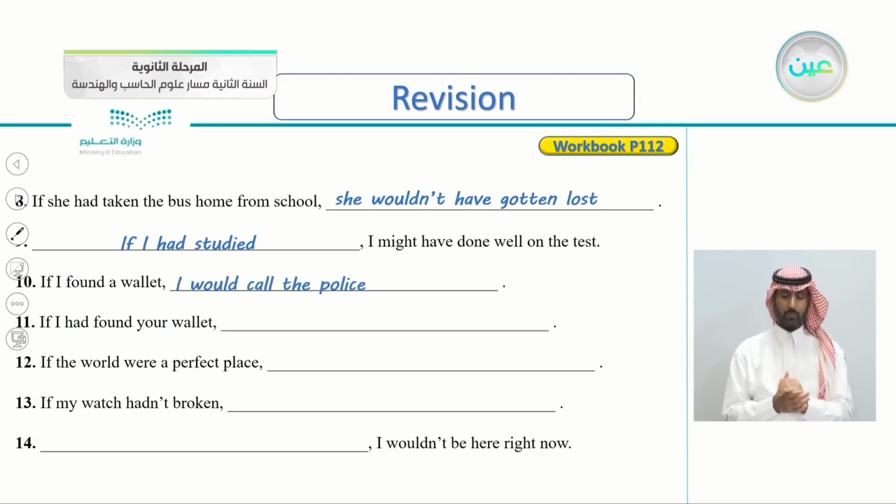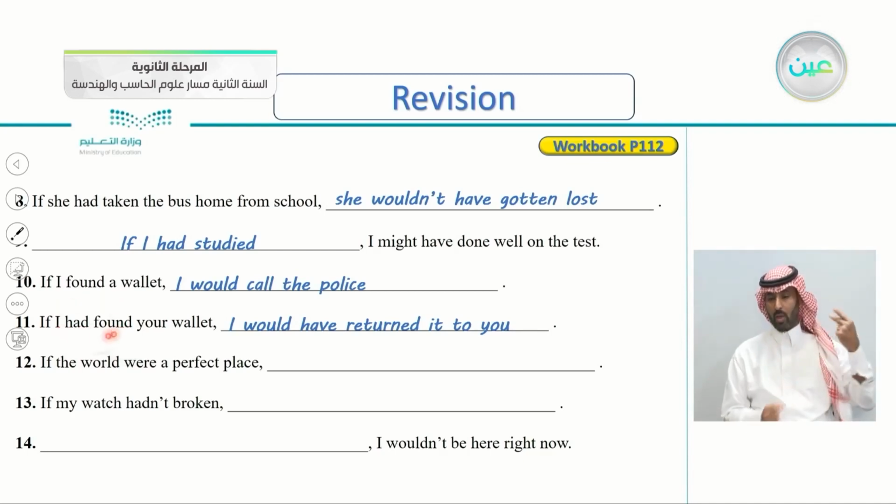If I had found your wallet, so this is a past hypothetical. If I had found your wallet, I would have returned it to you. If I had found, this is past perfect. If I had found your wallet, I would have returned it to you.